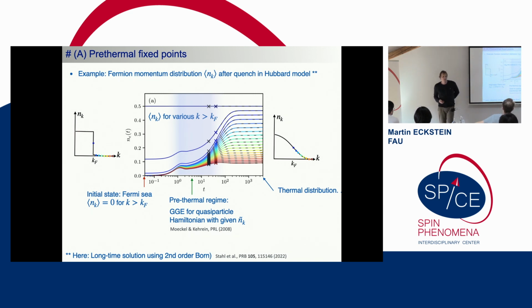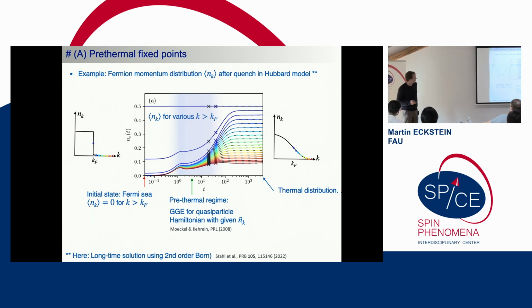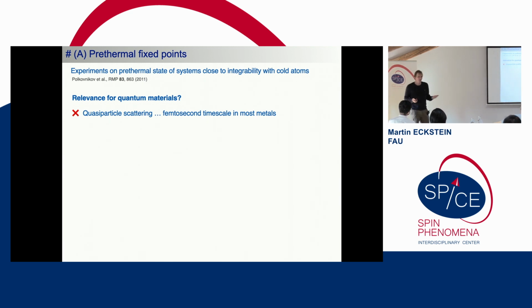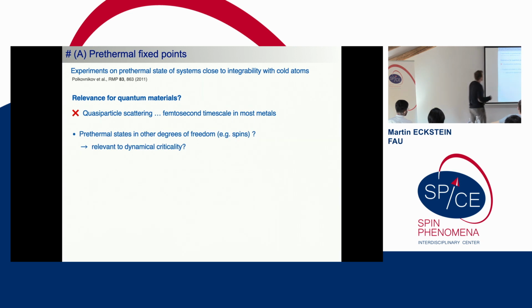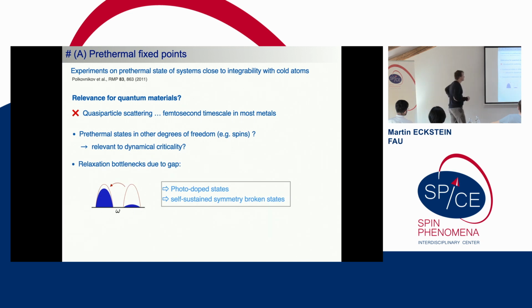So this particular type of pre-thermal behavior may not be so relevant for our experiments, because the physics which drives it to the thermal state is basically quasi-particle scattering, which we know in most metals, which would correspond to this weakly interacting Fermi system. This is still femtoseconds, so this is a short time. But you can ask about pre-thermal situations in other degrees of freedom, such as magnon or bosonic distributions, or, and this is what I will discuss a bit later, other types of bottlenecks that give rise to constraints.